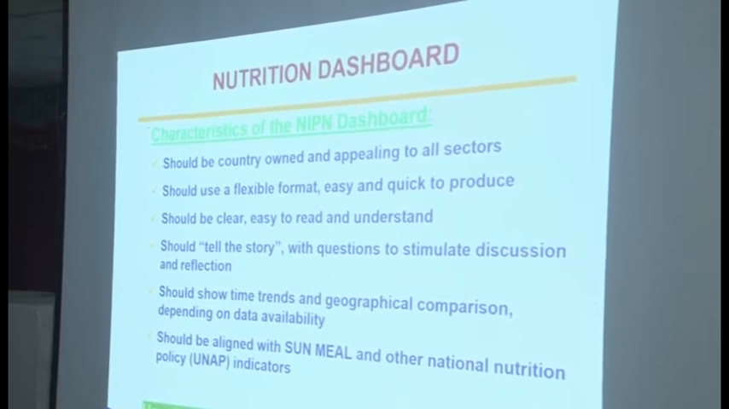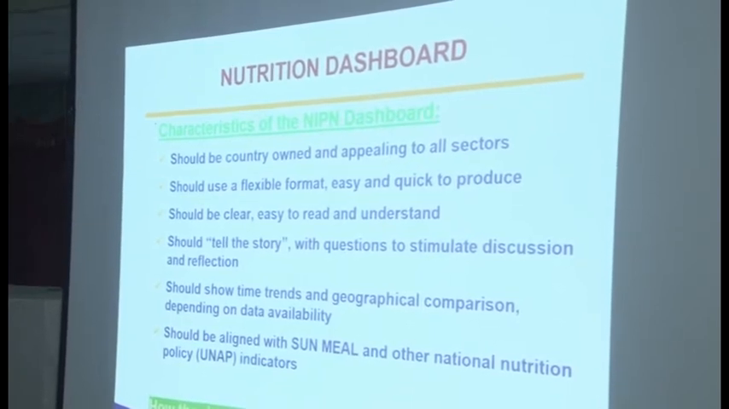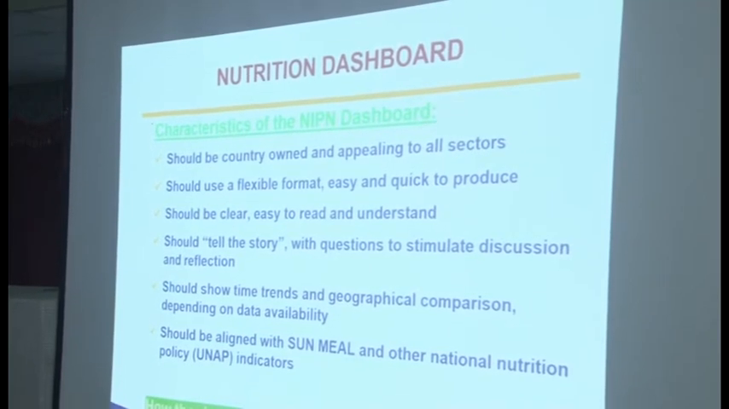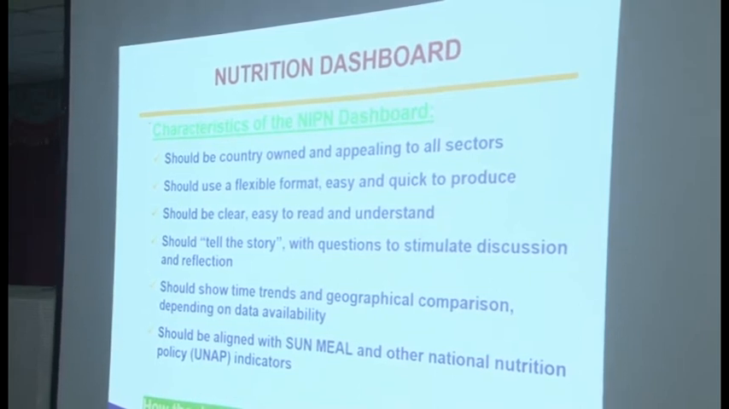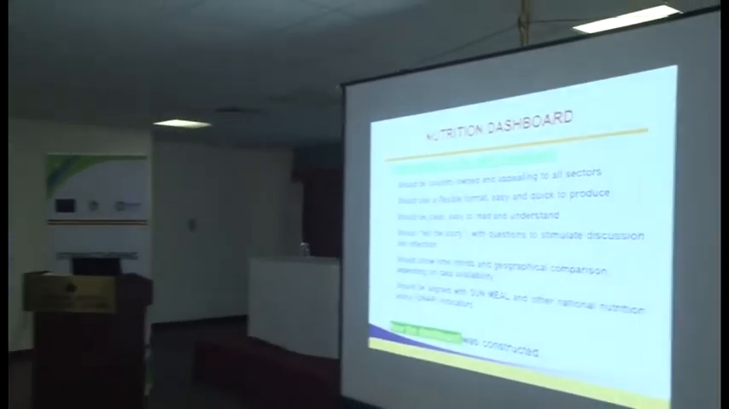Okay, so what we have done, just to explain a little bit, I didn't want to get into that, but I think this slide still came up, that the NIPN dashboard should be country-owned and appealing to all sectors in the long term. In the short term, we might not have all the indicators, but at least that's key. Second one, it should be a flexible format, easy and quick to produce, such that if it's web-based, you have the back end and you're putting in these indicators very quickly. You can pick them from any of the reports that you have, and then you can see the results very quickly. It should tell a story with questions to stimulate the discussion.